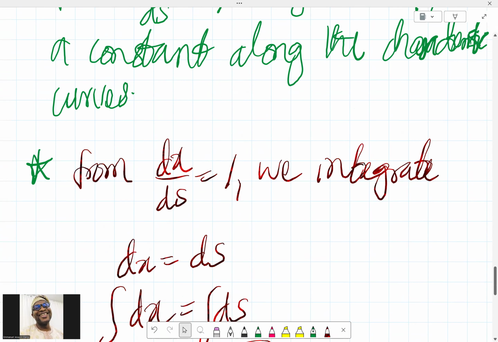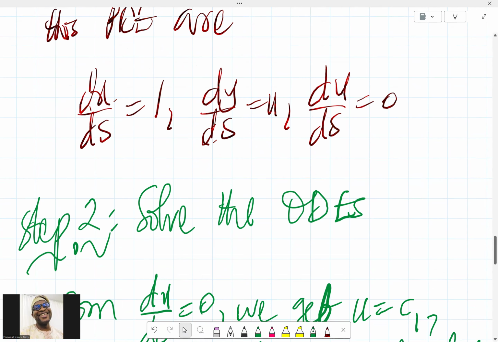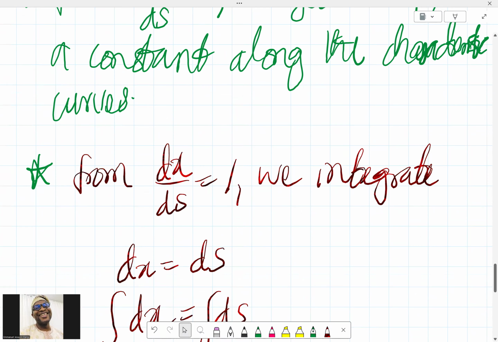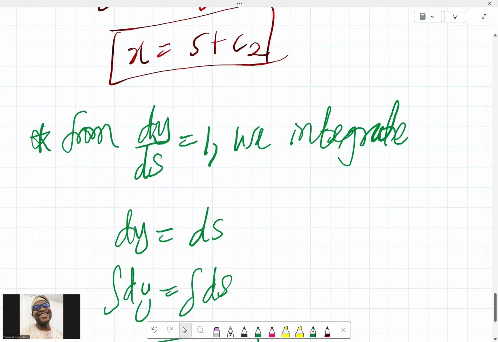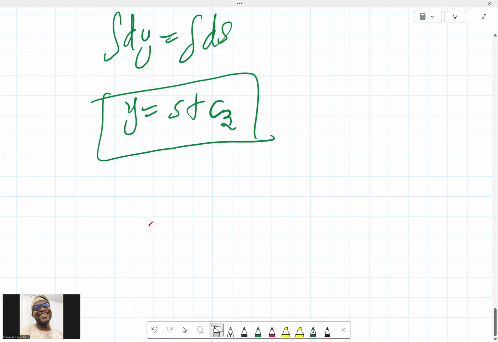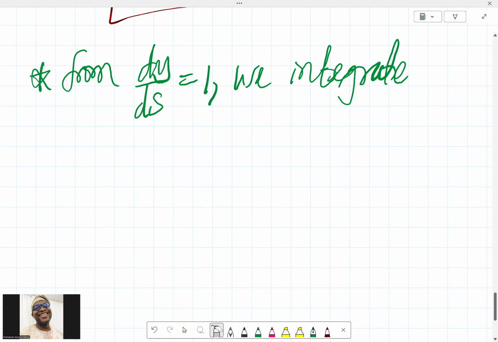Oh, what did I do here? Sorry. Oh, yeah, this is u. So dy ds is equal to u. So what happened? From the u ds equals 0, we got that. From the x ds equals 1, we got this. Now this should be dy ds equals u because of that u now. So this is dy dx equals u, sorry.